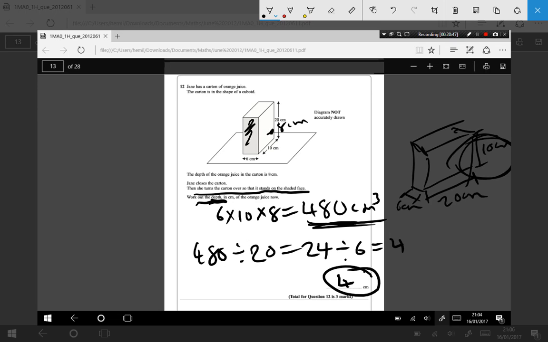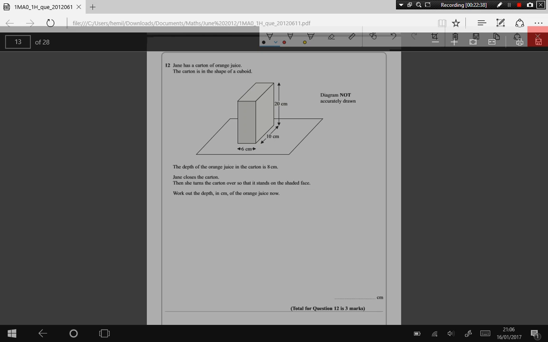And how I got this is, you know that the base and the width are 20 and 6. And now you want to find the height, so all you have to do is divide it by the two remaining values, so 6 and 20. So imagine you're doing 20 times 6 times x is equal to 480. I'm sorry, I can't write off the page. 120x is equal to 480, and then you rearrange so you get x is equal to 4.